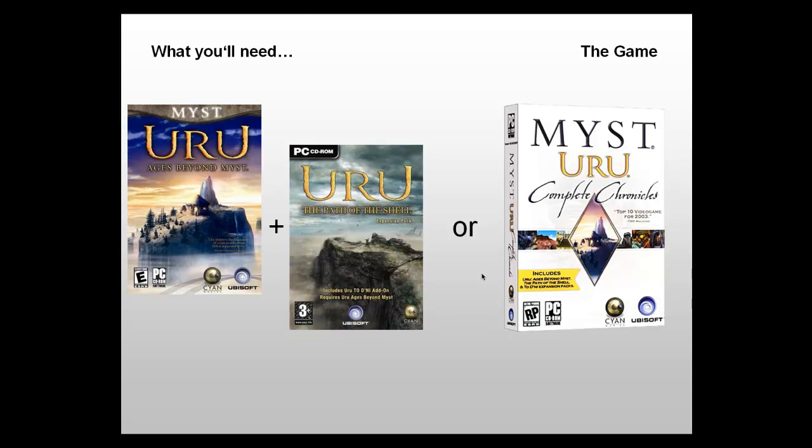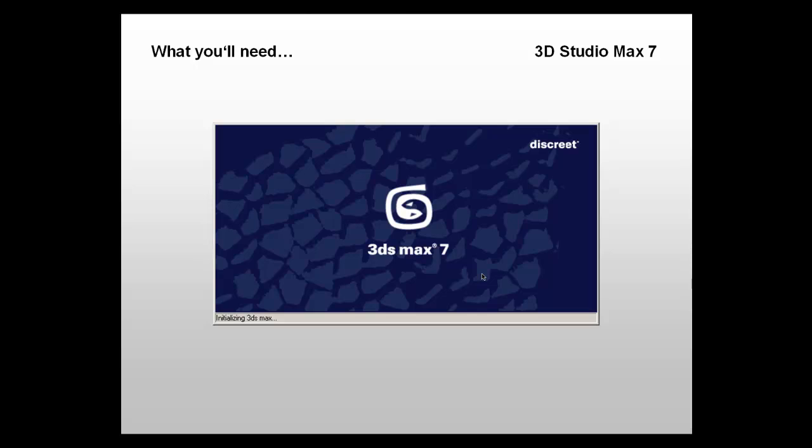Of course you need the games. You need either Uru, the standalone game, and the add-on The Path of the Shell, or you have everything in one pack, the complete Chronicles pack, where everything is already included. Then you need 3D Studio Max. That is a 3D modeling application.